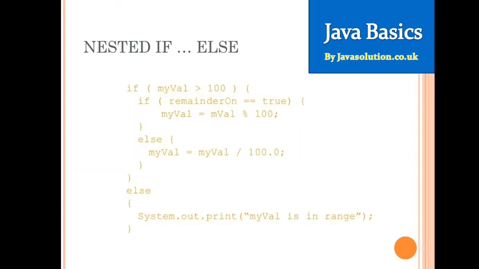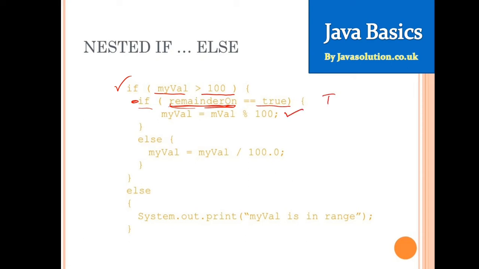Let's take an example of nested if and else. If the value of the variable is greater than 100 and this is true, it will come to this instruction and check for another if. So if reminder on is equal to true, these are just variables. This is a Boolean variable, and we check if the value is equal to true. If this condition is true, it will proceed with this statement.